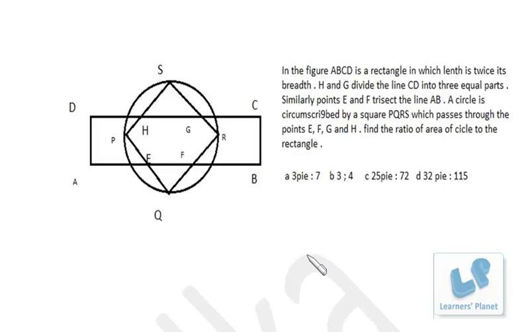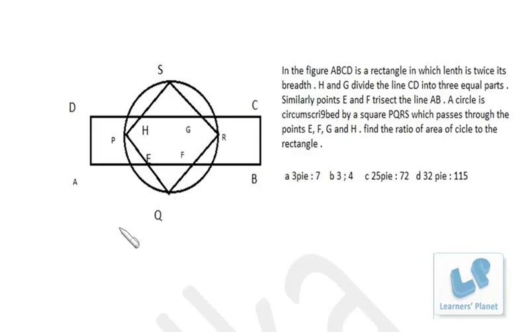Now here friends, we have to find out the area of circle and area of rectangle. We have to find out the ratio. Now when a circle circumscribes a square, then diagonal of the square, right, whether we talk about SQ or PR, diagonal of the square is nothing but the diameter of the circle, right? So precisely we have to find out the diagonal of this square.